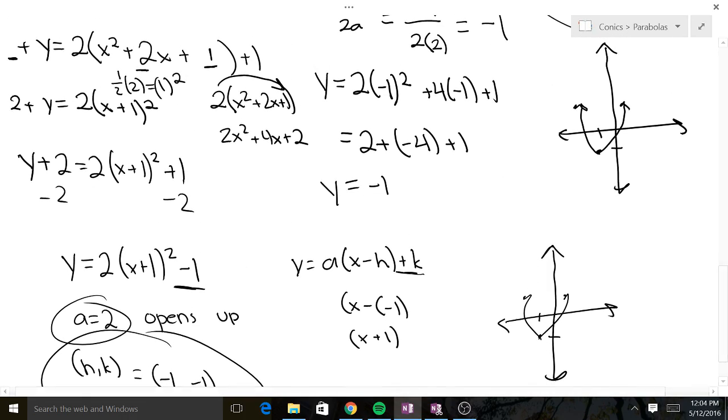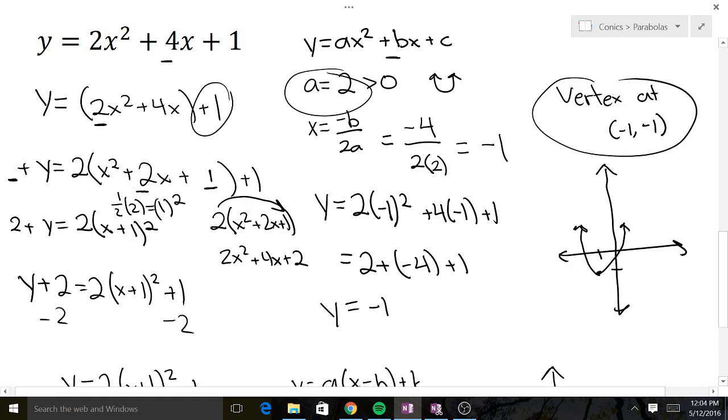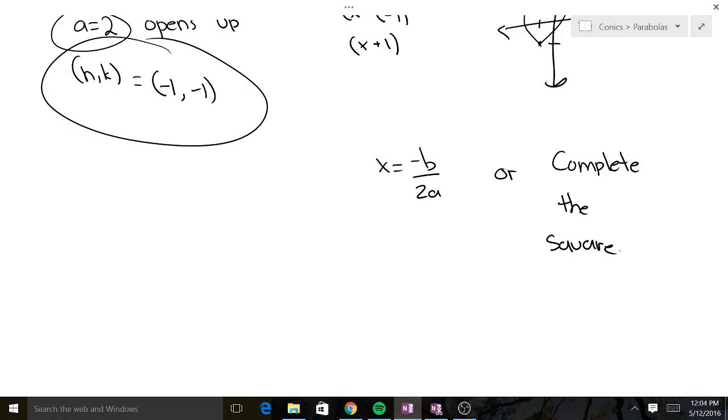So the first option is to just use the formula x equals negative b over 2a. And the second option is to complete the square and solve it like you had it in vertex form. Either way will give you the same answer. It's just a matter of preference. Which one do you like better? Which one is quicker for you? Personally, I think using x equals negative b over 2a and then plugging that value in is a lot faster, but you can do whatever you're comfortable with.